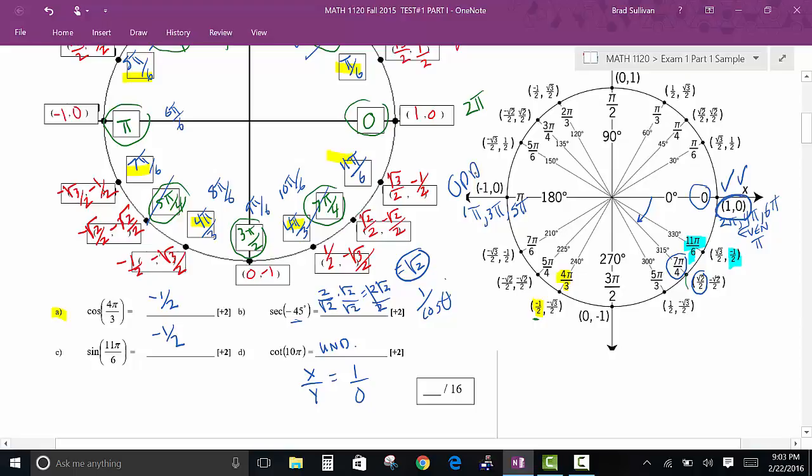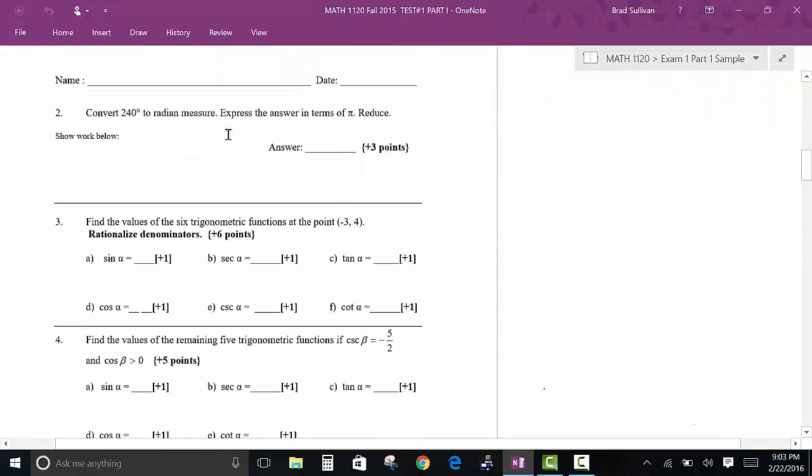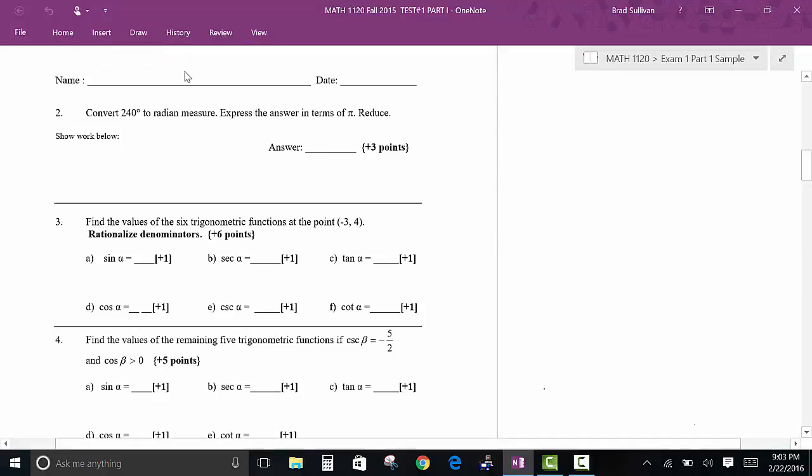Okay, so you want to be able to use the unit circle. First of all, you want to be able to create the unit circle, radian measure, and the points, and then be able to answer any question about the unit circle. Any of the 6 trig functions would be fair game on that. Okay, next page. All right, as we're going through the next thing here, we're going to do some conversions.